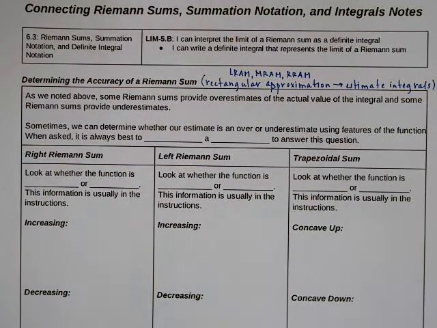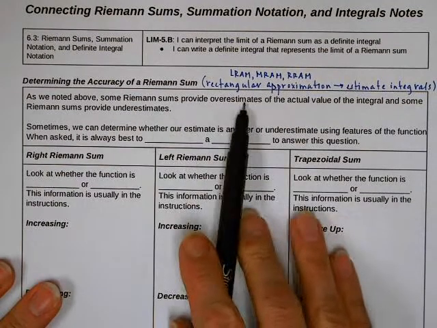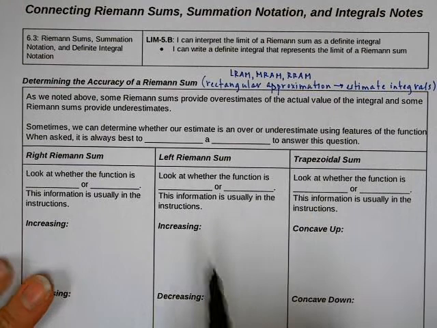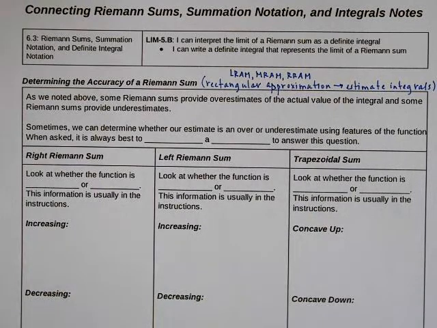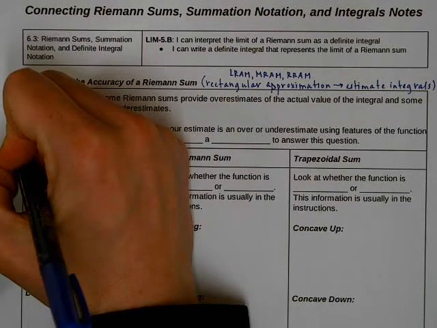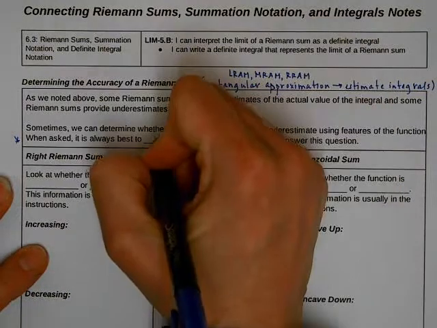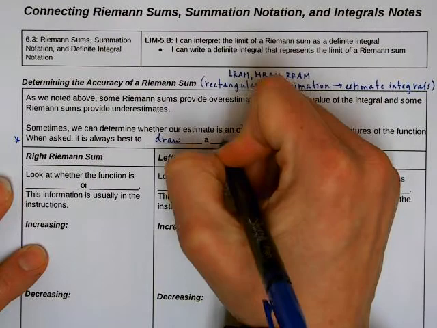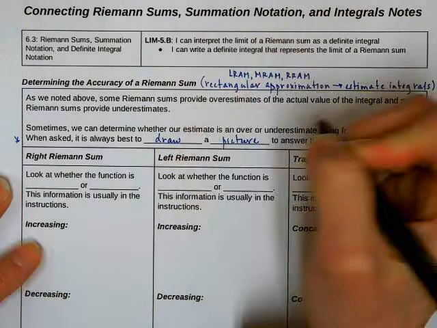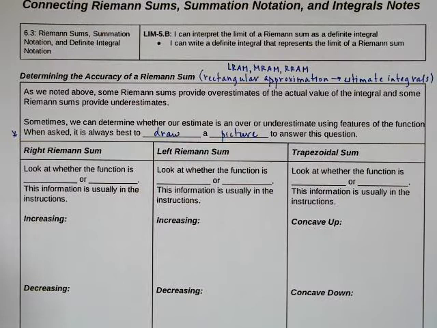So in some questions we're going to be asked to make a determination about the accuracy of those sums. Some Riemann sums provide overestimates of the actual value of the integral, and some provide underestimates. Sometimes we can determine whether our estimate is an over or underestimate using features of the function. Now, this is a big deal here. When asked, it is always best to draw a picture to answer this question. In other words, I would not try to memorize what we're going to go through now. I would make sure you understand how to use a picture to reason through this.